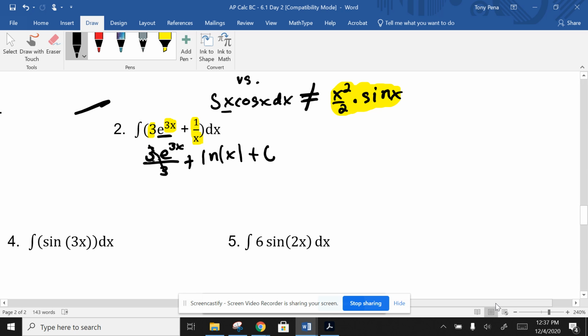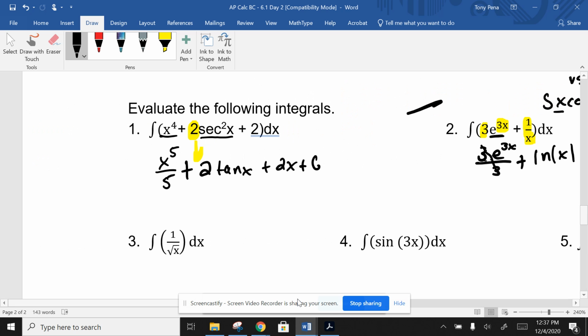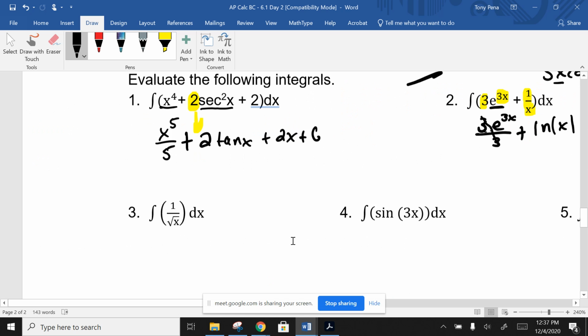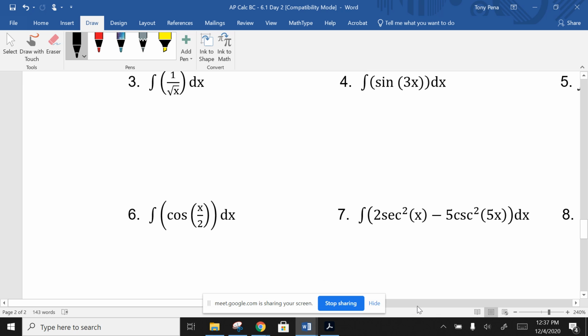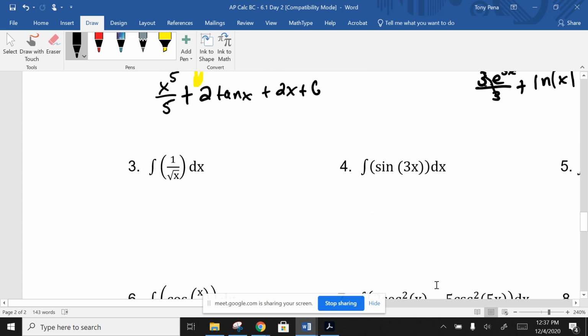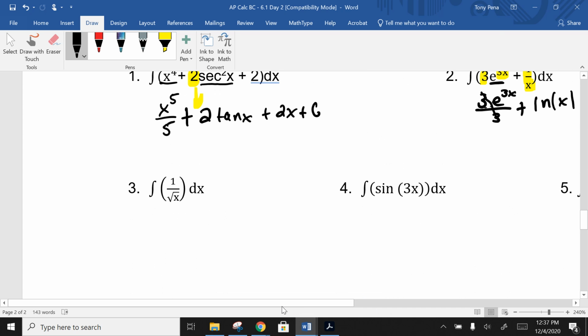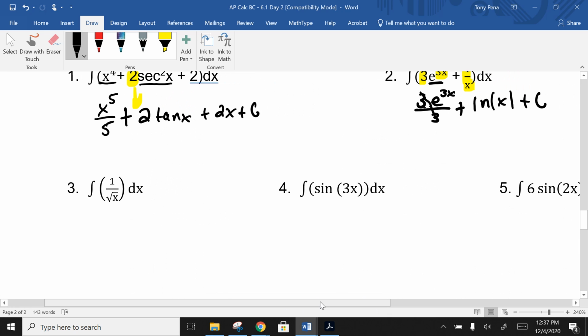All right, so 3. Now, I deliberately put these back to back because people tend to, in the first day or two, once they start seeing 1 over anything, so like 1 over root x, start thinking, oh, that's a natural log of root x. The only time you're going to get a natural log is if it's 1 over x to the power of 1. That's the only time we get that natural log.